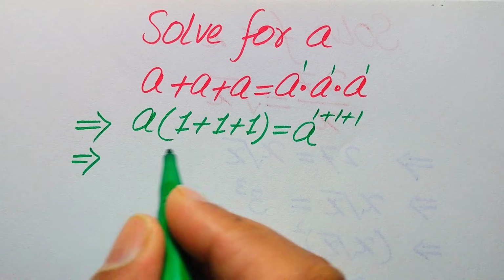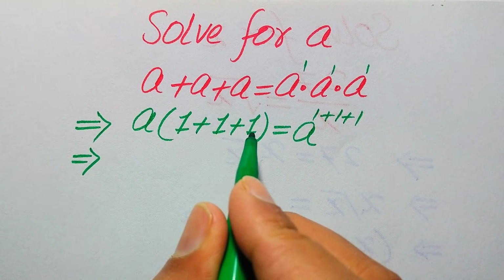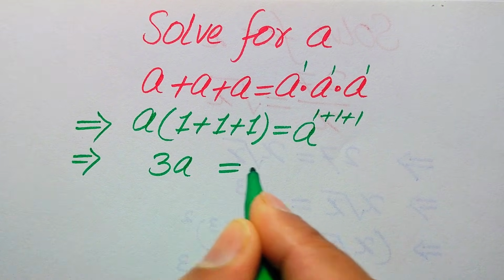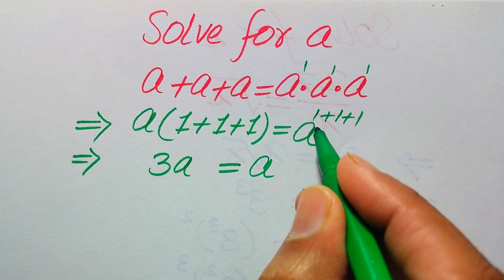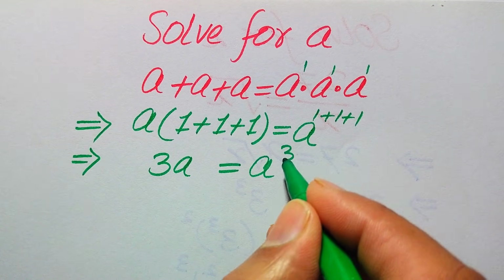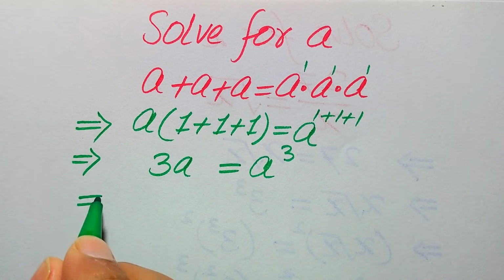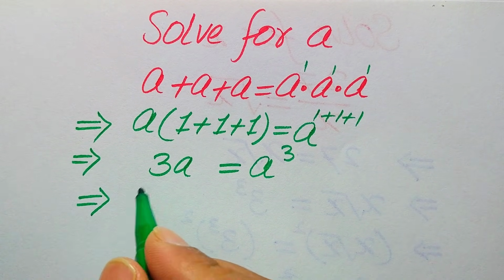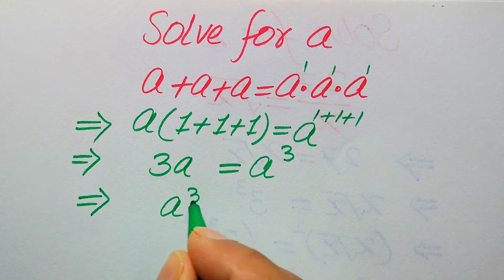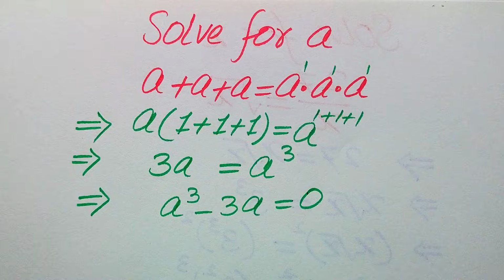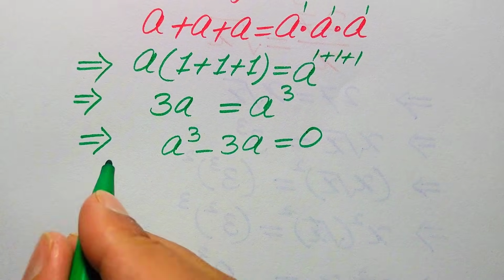And now in the next step, 1 plus 1 plus 1 becomes 3, and we write it as 3 times a is equal to a to the power of 1 plus 1 plus 1, which becomes 3. So this becomes a cubed. And now in the next step we move this 3a from the left hand side to the right hand side, and it becomes a cubed minus 3a, and this whole equation is equal to 0.